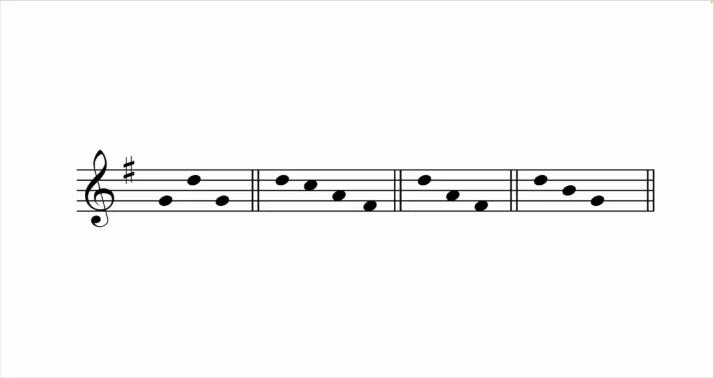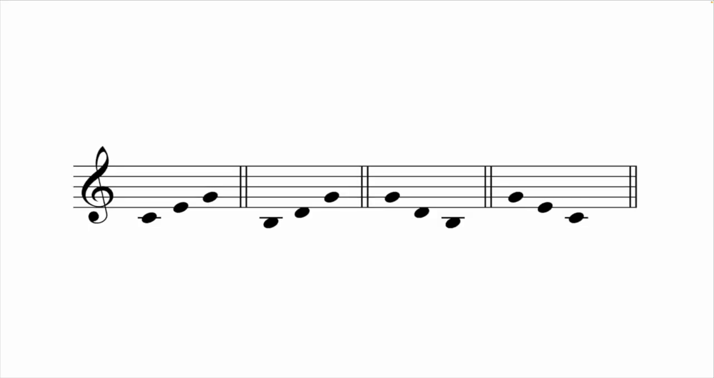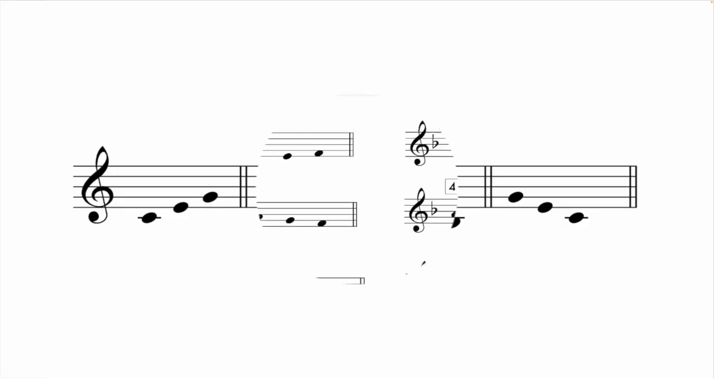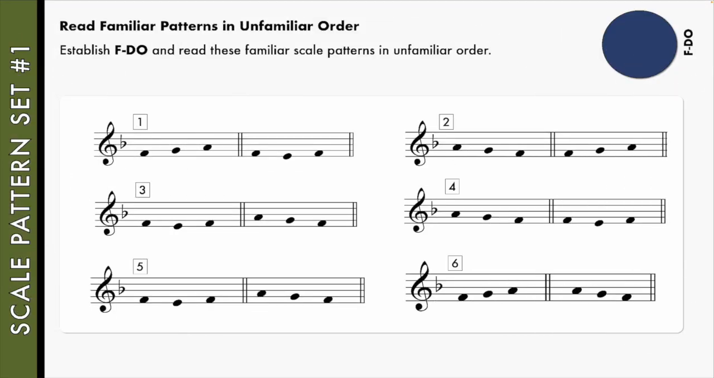Same thing, new key. Same familiar patterns, unfamiliar order. New key. Same patterns, unfamiliar order. Now we might introduce some new tonal functions. Sol, la, sol, fa, mi, re, ti, do. So here I am at the symbolic association level. I'm going to teach students some scale patterns. They've already performed them at the aural and verbal association level.